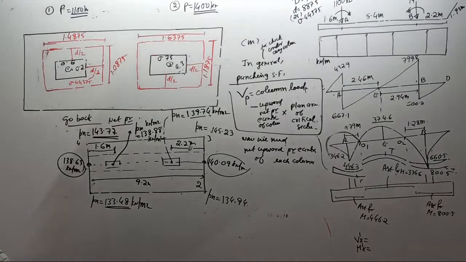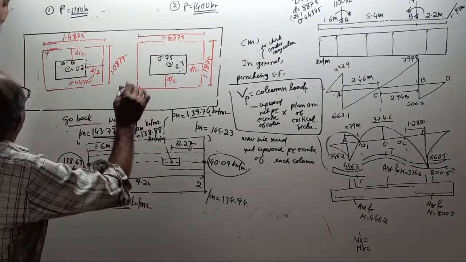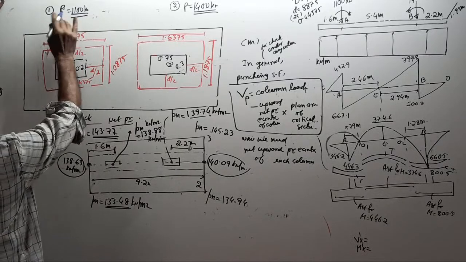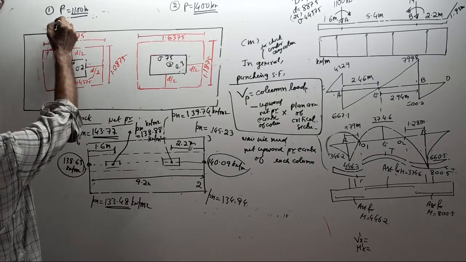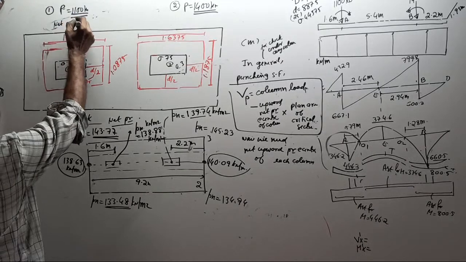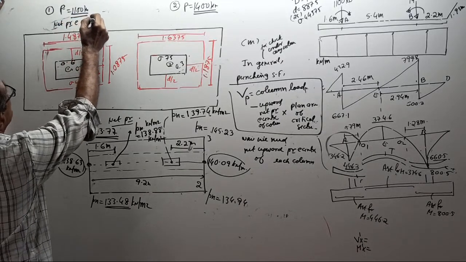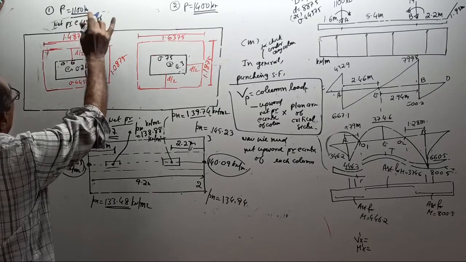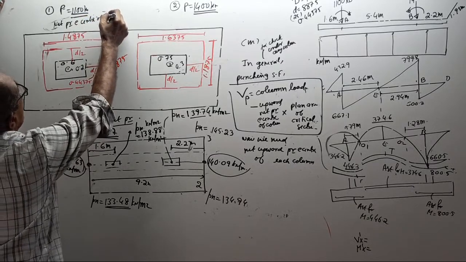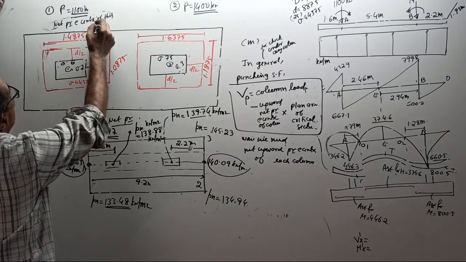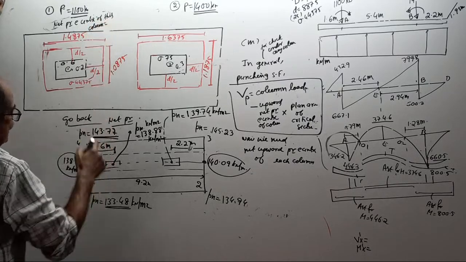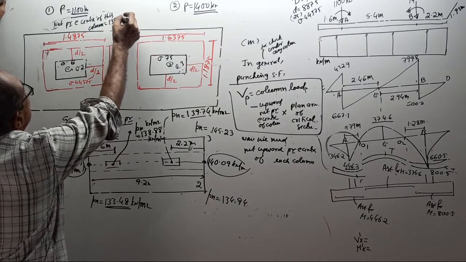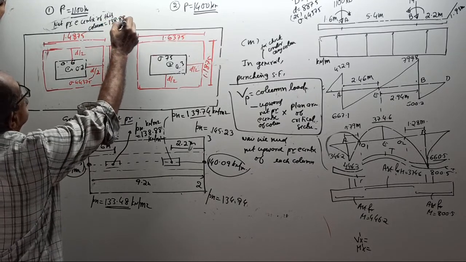Now remember, I will make a note here. Net pressure PN at center of this column is 138.88 kilonewton per meter square.